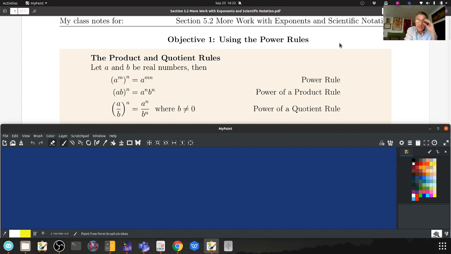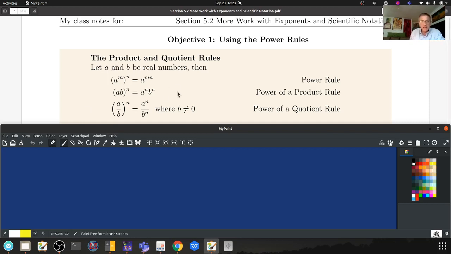So let's look at section 5.2. We're just going to do more work with exponents and scientific notation. So here are three more rules. I just updated the last rule to say power of a quotient rule. You may have a worksheet that just says quotient rule, but this distinguishes the quotient rule we used in 5.1 from this one. So we have these three, and they're really important that you learn.